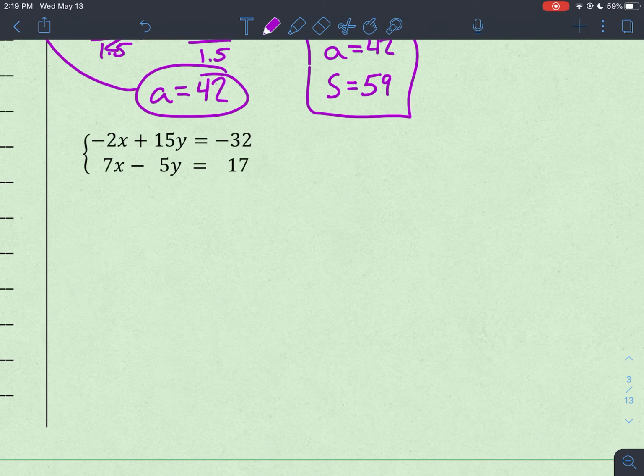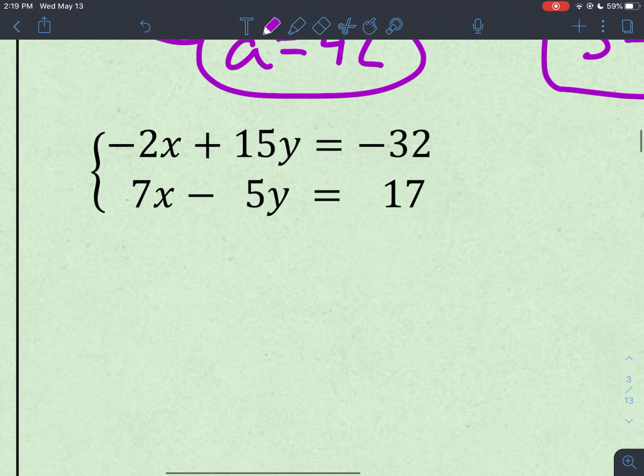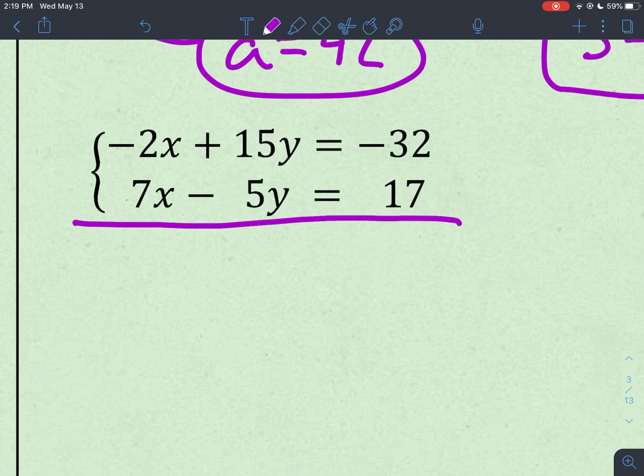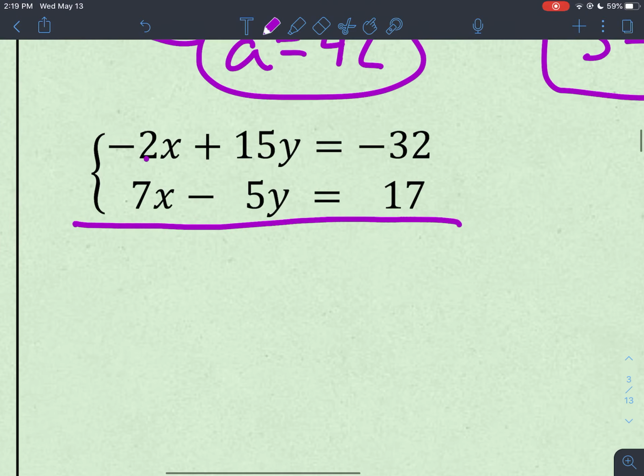So we look at another situation like this, and we say, okay, my X's are lined up, my Y's are lined up, my equal signs are lined up, and my constants are lined up. Great. Now, what we want to do is find out which one of those variables we want to get rid of. Does negative 2 go into 7? No, not nicely. But does 5 go into 15, or negative 5 go into 15? Yes, it does. So it's going to work out nicely here.